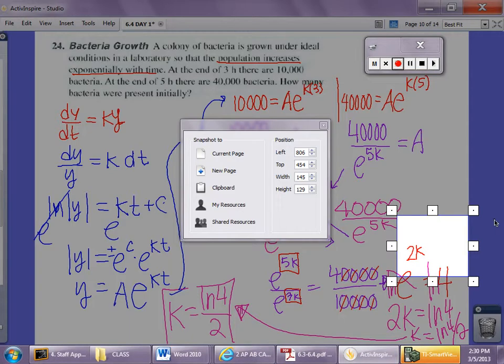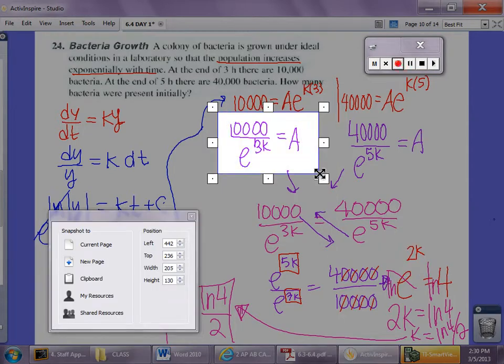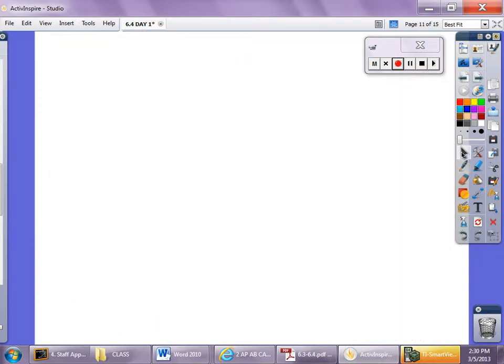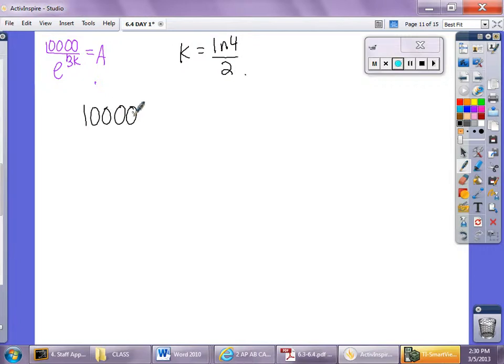So I'm going to use one of the equations that I solved for a. It doesn't matter which one you choose because they both are equal to the a value. And if you remember, the a value is our amount initially present. We found that k is equal to ln of 4 all over 2. So I end up with 10,000 divided by e to the 3 times ln of 4 divided by 2 equals a. To be very honest, you're going to be permitted to use a calculator for this, but we can do it without.